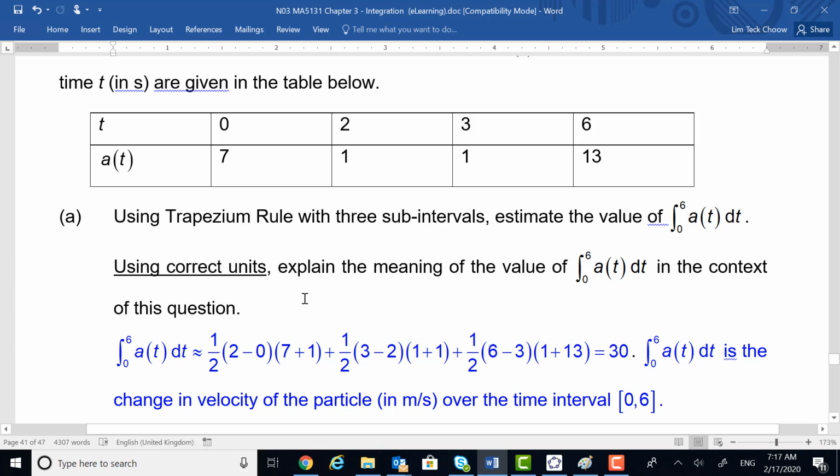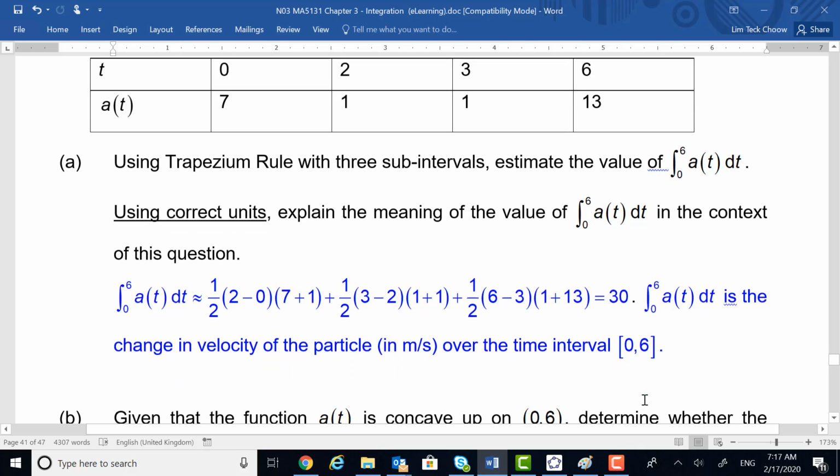So they ask to give a meaning to this expression. This expression is actually, if you integrate acceleration, you get velocity. So it's v6 minus v0. So it's actually the change in velocity over this interval from 0 to 6. Bear in mind, integrating this means you get v6 minus v0, which is the change in velocity.